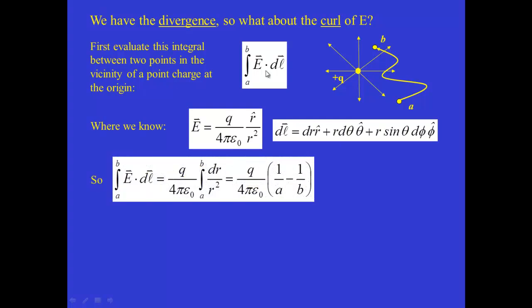Well, in this form the dot product is trivial because only the r hat components dotted into each other give us a non-zero result. All the other terms, the r hat dot theta hat and the r hat dot phi hat terms, they go to 0. So all we're left with is that this integral is Q over 4 pi epsilon 0 times the integral from a to b of dr over r squared. And we can all do that one.